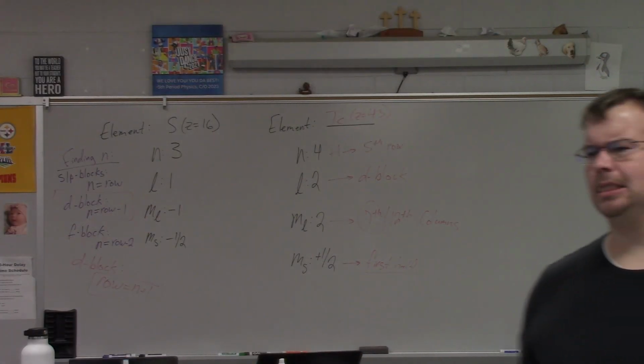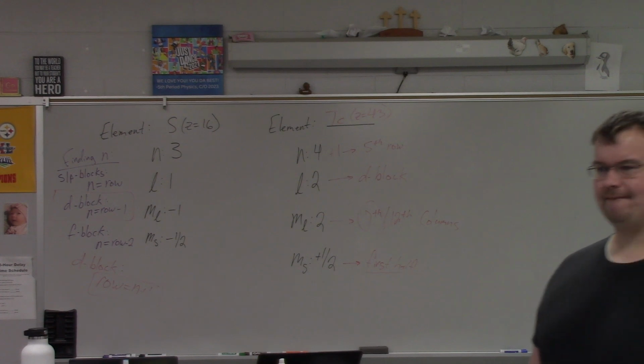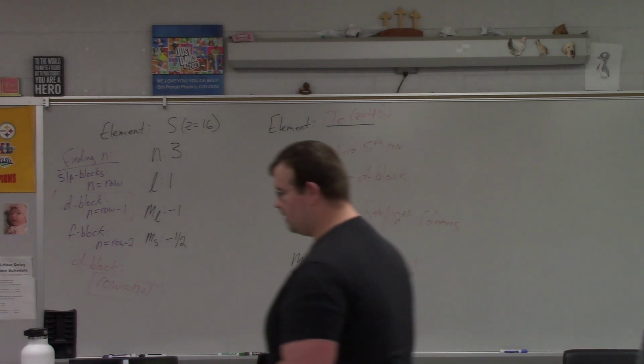Orbital notation is just 1s, 2s, with lines and arrows, right?